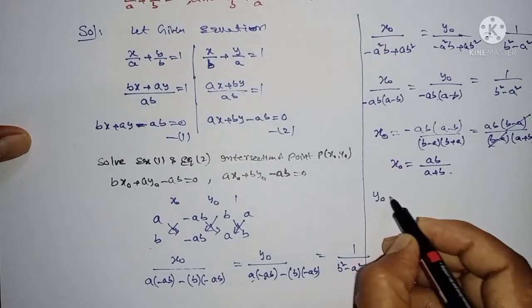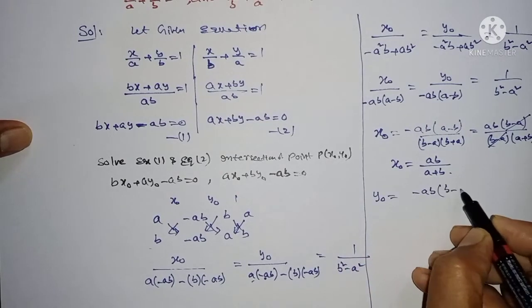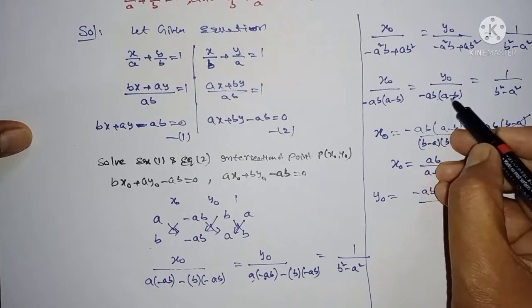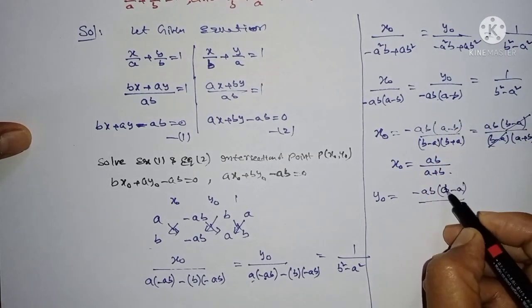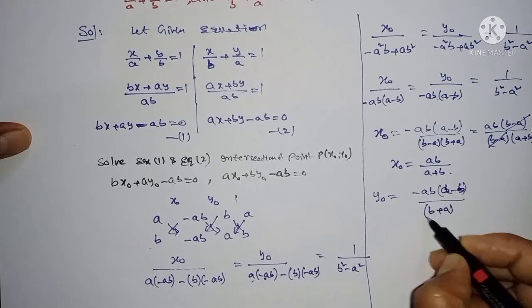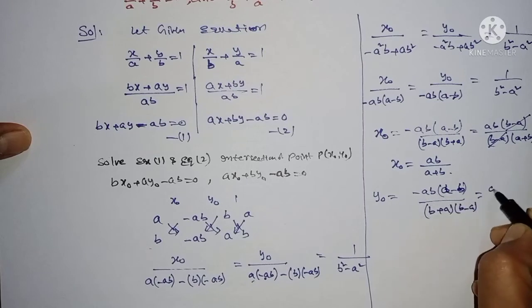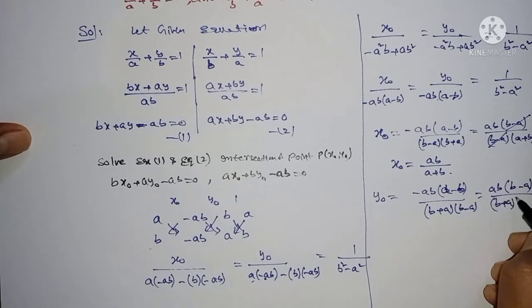Similarly, y naught is equal to -ab by (b - a)... by (b + a)(b - a). You can multiply with minus, and what happens is ab(b - a) by (b + a)(b - a).